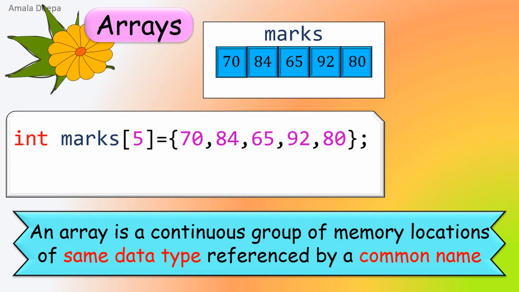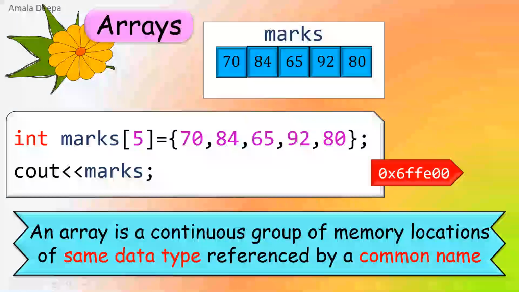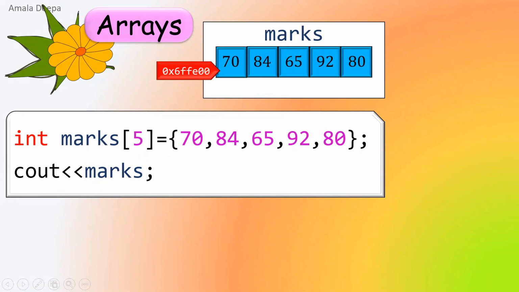After initializing the array, our next task is to access the elements for processing. Firstly, let me try to print the values stored in this array marks. If I write a cout statement, cout marks, this is the output which I get. So, cout marks does not print the elements of the array marks, whereas it prints the address of the first location. By giving only the name of the array, we cannot access the elements of the array.